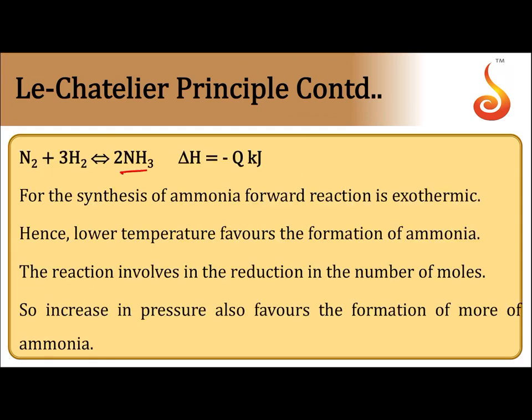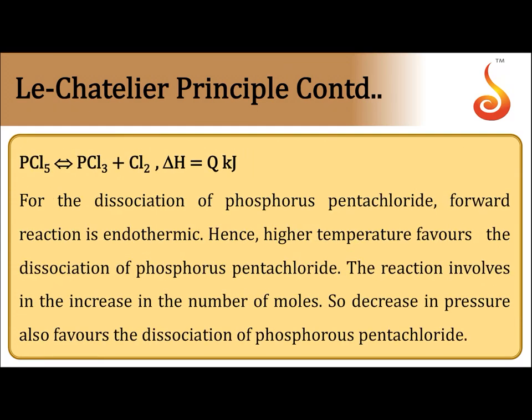Then formation of ammonia is an exothermic reaction, and the number of moles is less on the product side. So higher pressure moves it in the forward direction, and lower temperature moves it in the forward direction. Therefore, low temperature favors the formation of ammonia, and as the number of moles is less in the forward direction, high pressure moves it forward.